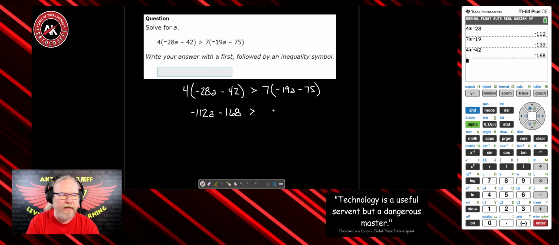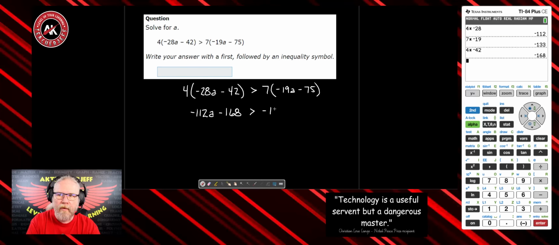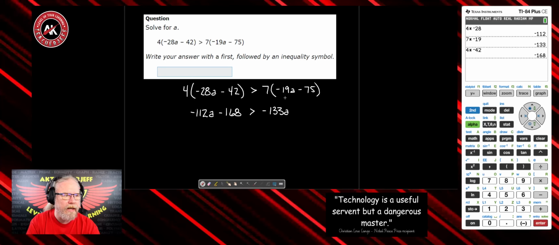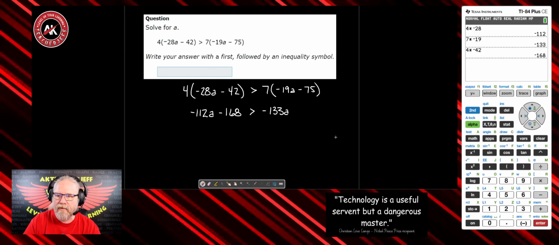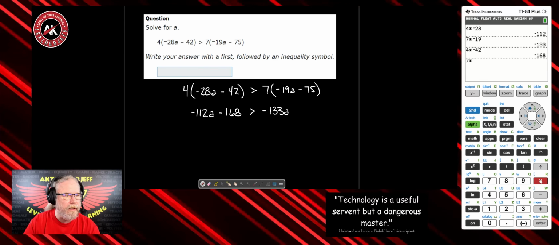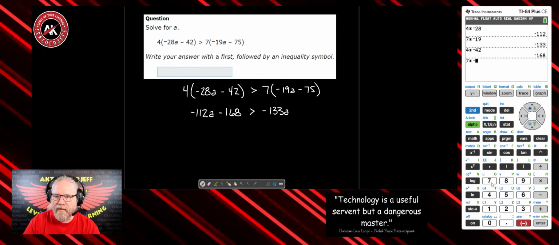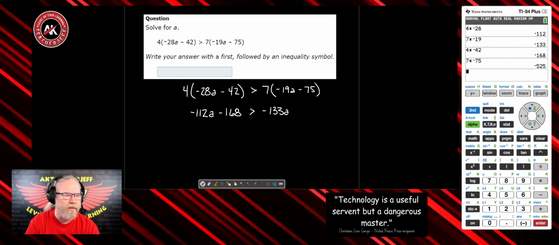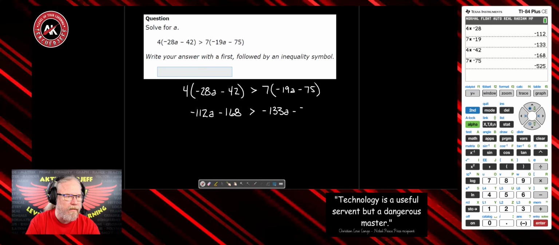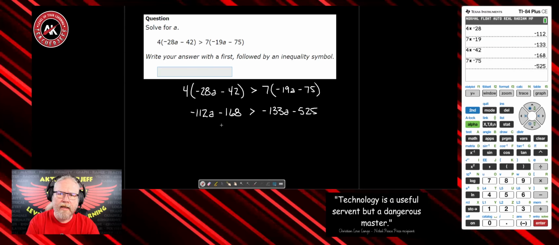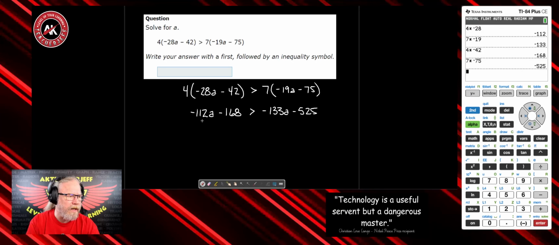7 times negative 19 was negative 133. And the a goes along for the ride. And then 7 times negative 75, and that's negative 525, so minus 525. Now let's go ahead and get our variables all on one side.